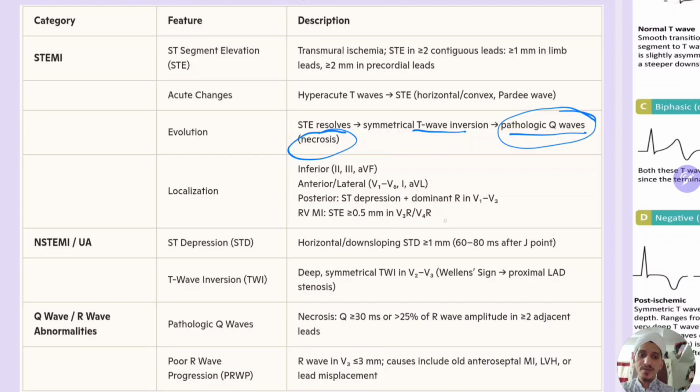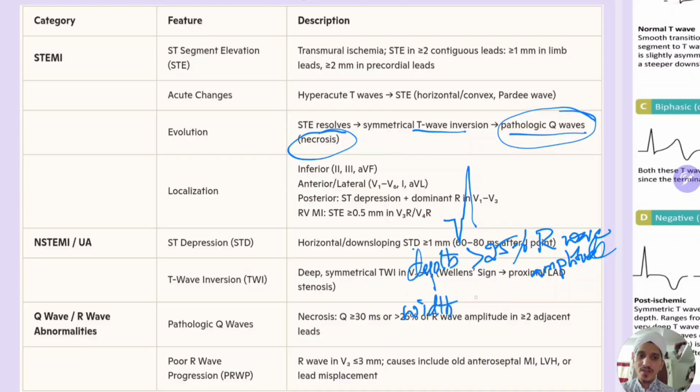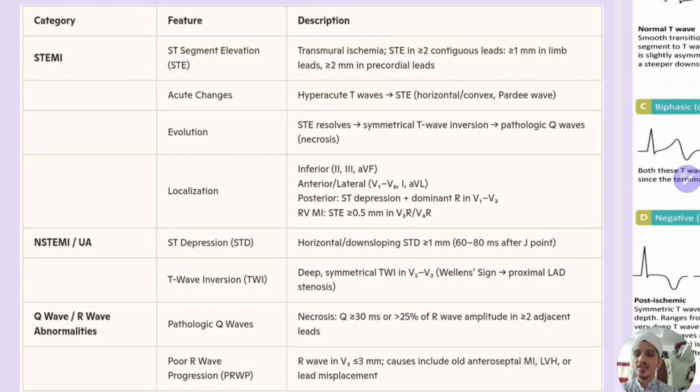What are pathological Q waves? Remember, Q waves whose depth is more than 25% of the R wave amplitude, and whose width is more than 1 small square. This is known as a pathological Q wave. The depth should be more than 25% of the R wave amplitude, and the width should be at least more than 1 small square. That is a pathological Q wave, and it implies necrosis.